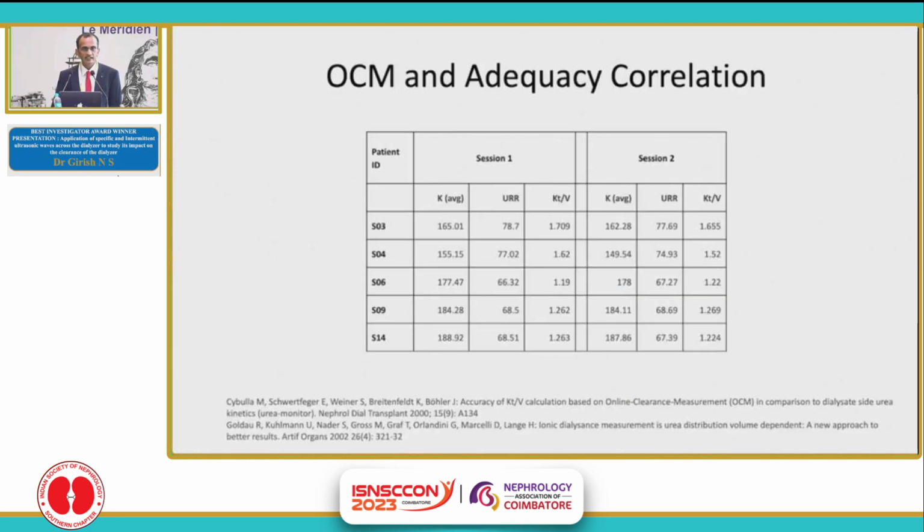The next question was, how reliable is OCM? For that we analyzed lab value samples for 5 patients and compared them with the OCM. We calculated the URRs and the Kt/V values, and we found that every time there was a higher clearance, higher K value, the Kt/V was appropriately higher even in the lab values. This has been done in many studies before, that the OCM compares well with Kt/V, but we wanted to ensure that our machines and our project were up to the same standards.